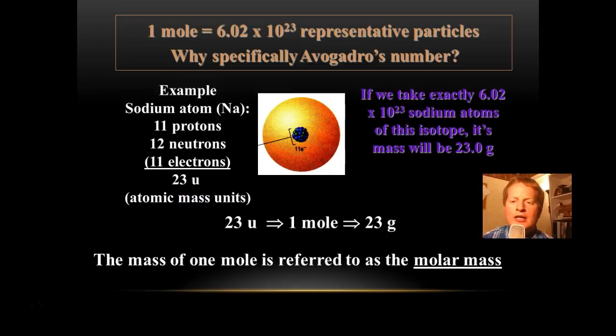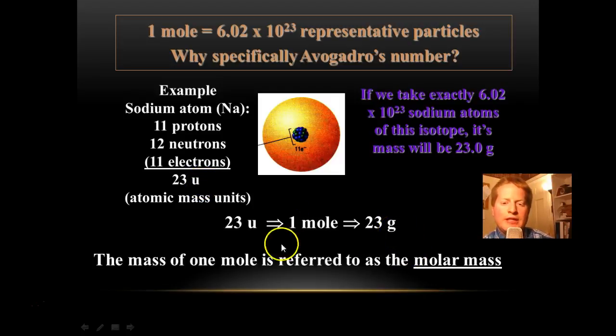Tiny, tiny, tiny. However, if we have exactly 6.02 times 10 to the 23rd sodium atoms, with each of those atoms having a mass of 23 U, if you were to take 6.02 times 10 to the 23rd of those and add them all up and put them on the balance, it would have a mass of 23 grams. So this is actually where this 6.02 times 10 to the 23rd number comes from, because it takes 6.02 times 10 to the 23rd of that atom or molecule or what other representative particle you're using. It takes that many of those atoms in order to have a mass of the same number, basically.